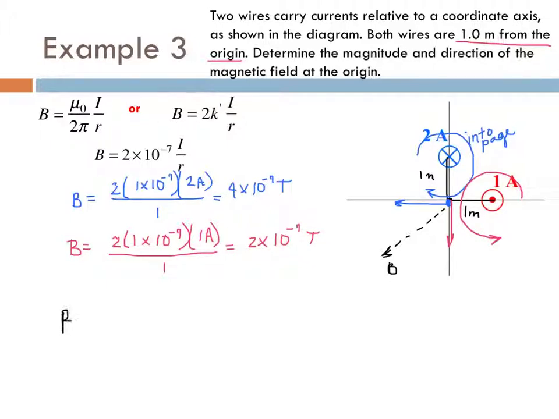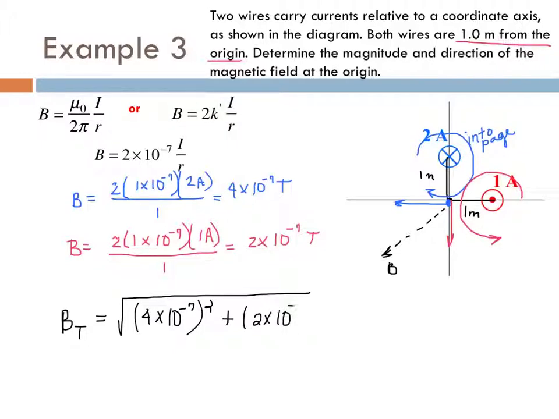And then to find our total at the origin, because these are vectors, we need to use the Pythagorean theorem. And you get 4.47 times 10 to the negative 7 Teslas. Again, because it's a vector, magnitude and direction. So in order to get direction, we're going to need to do inverse tangent.